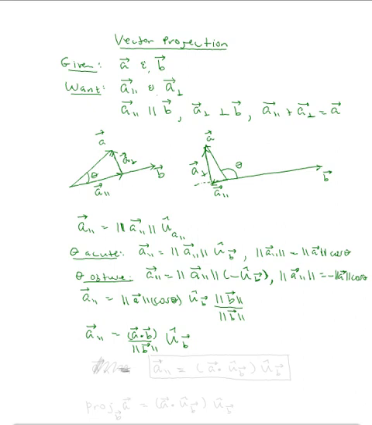Now, maybe a better form for this formula would be, by better, I mean maybe easier to remember, let's say A parallel is equal to A dot unit vector in the direction of B times unit vector in the direction of B, using the fact that the unit vector in the direction of B is B divided by magnitude of B. And this is our final usable formula.